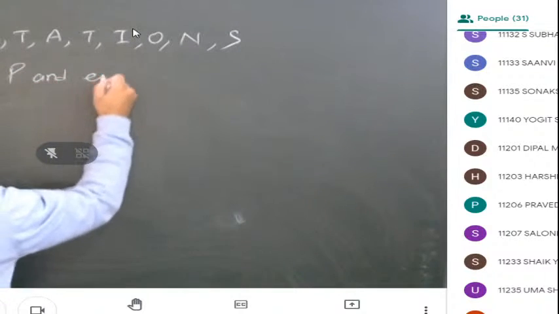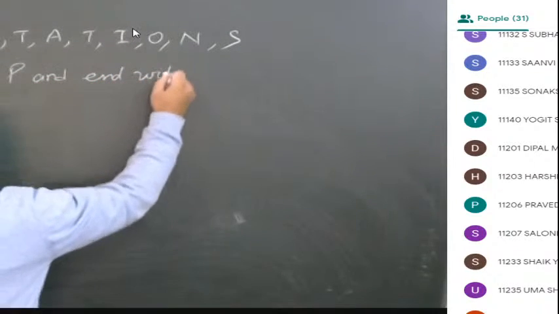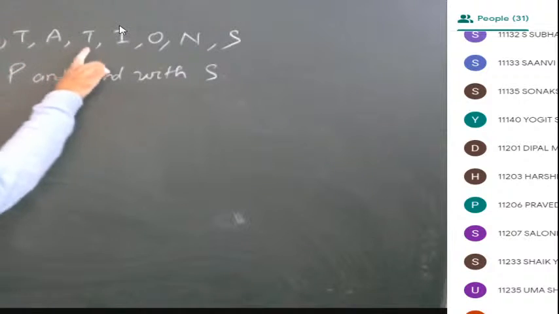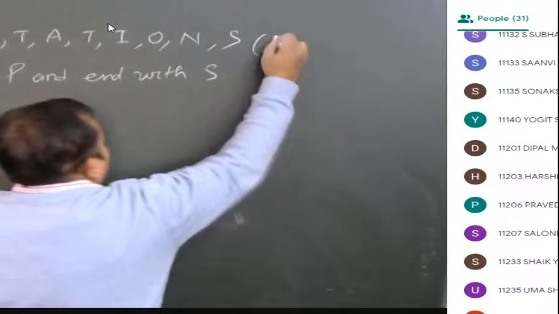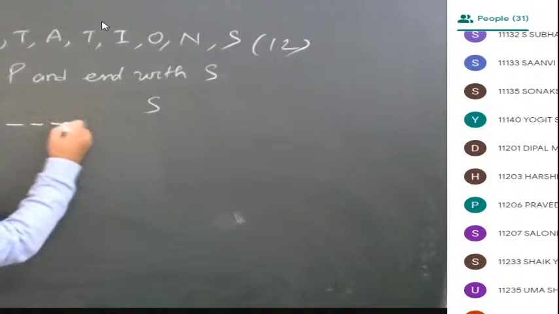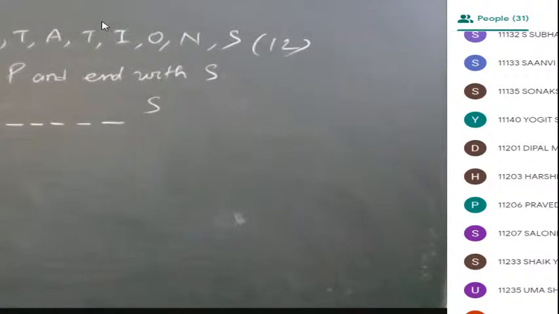Words start with P and end with S. It means that total how many letters are there? 1, 2, 3, 4, 5, 6, 7, 8, 9, 10, 11, 12. 12, right? Correct. Then it should start with P and should end with S. It means that in between, 10 positions are there. These are to be filled.